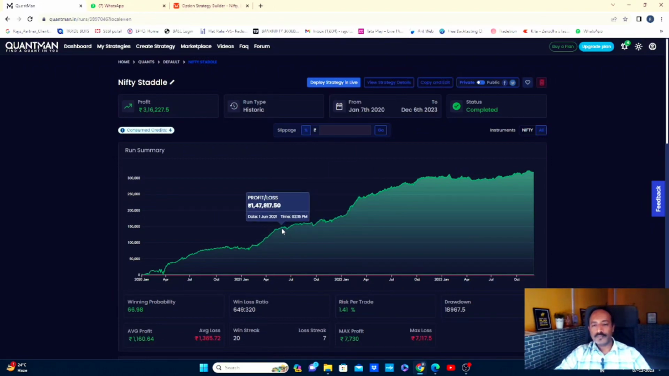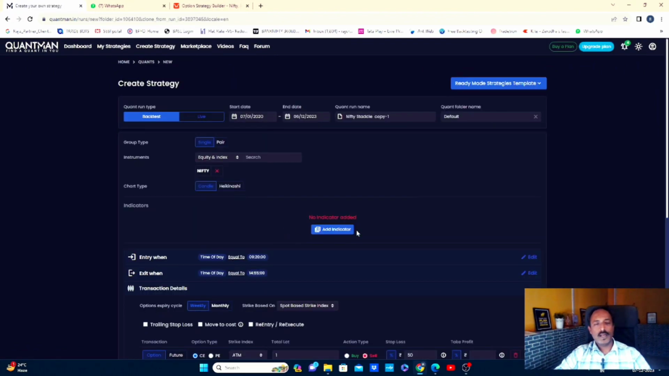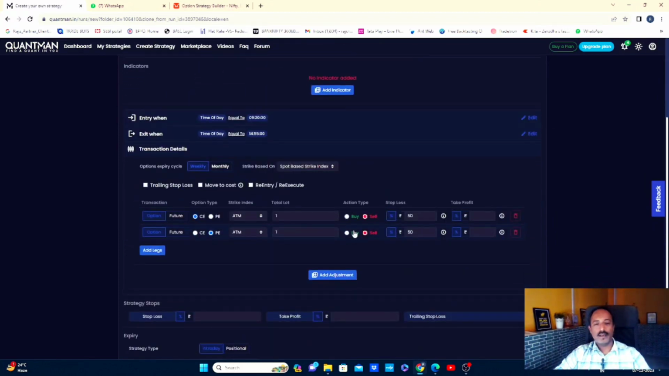And to do that, if you want to add any trailing stop loss or if you want to change the stop loss entry, you can just copy and edit this. So that result is good. That is a simple straddle, right? If you want to do some adjustments also, you can do that.